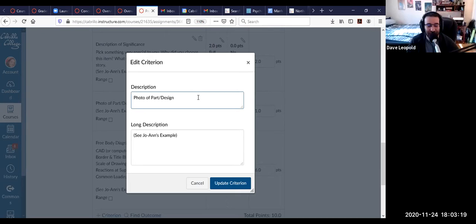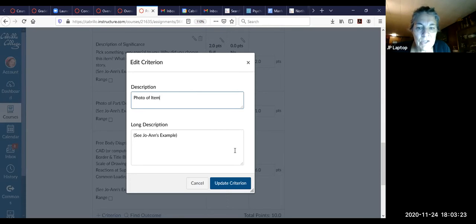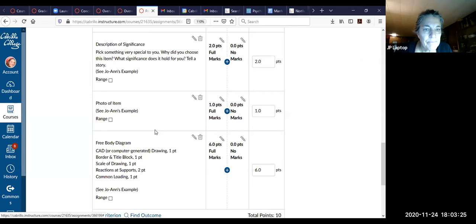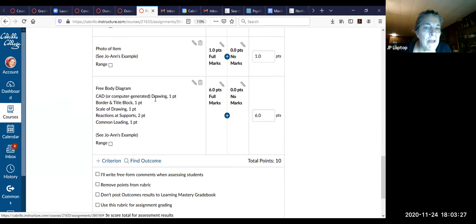I'm going to say photo of item because then it's really open-ended. And then the free body diagram, you get 1 point for it being computer aided, 1 point for having the border and all the information in the title block, 1 point for the scale. If you don't understand scale, come and see me or talk to someone else. 2 points for the reactions at the supports, and 1 point for the common loading, how it's usually loaded.